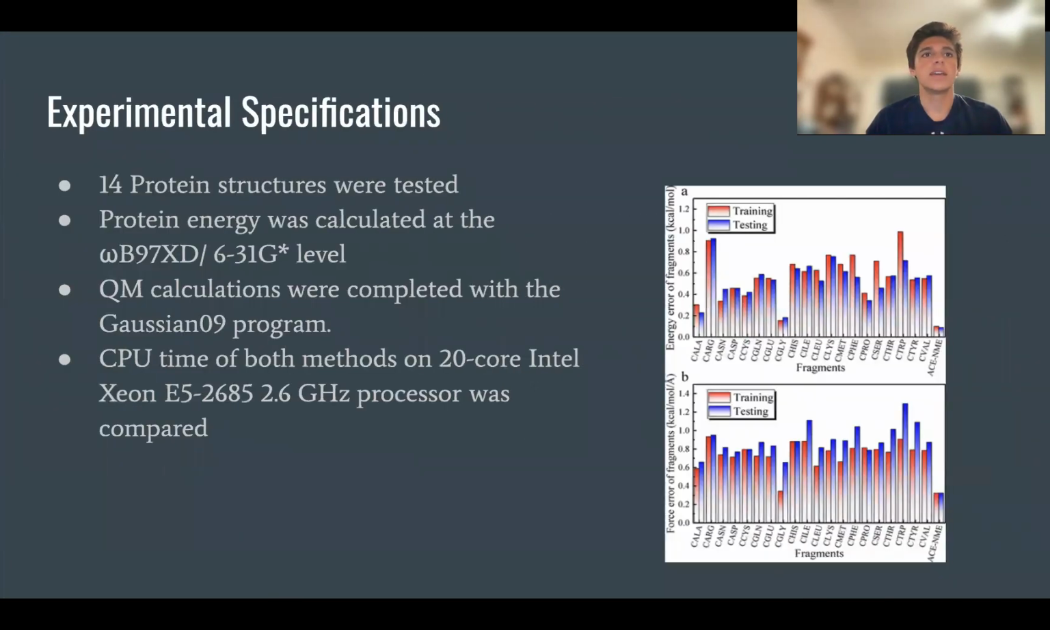In this study, NN-GMFCC and GMFCC-MM methods were applied to 14 protein structures from the Protein Data Bank after bad contacts were removed using the AMBER-16 program, which my mentor, Carlos Simmerling, helped to develop. Protein energies were calculated at a consistent level, and quantum mechanical calculations were completed with the Gaussian 09 program. CPU time of both methods was computed using the same processor, and from 3 selected proteins, snapshots were extracted to examine whether the 2 simulations yielded comparable results.